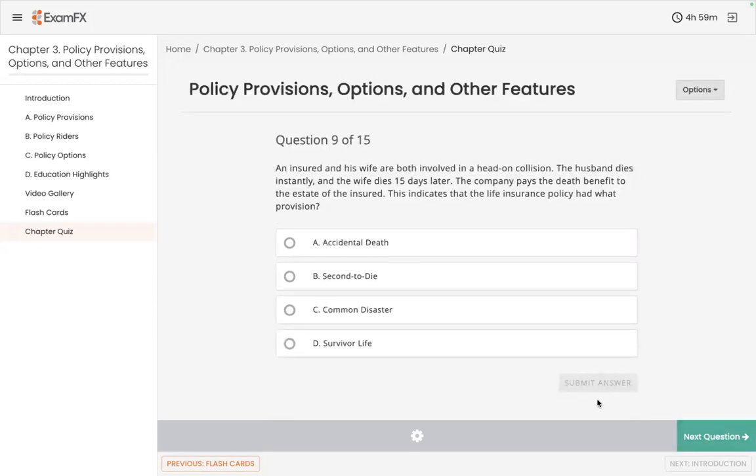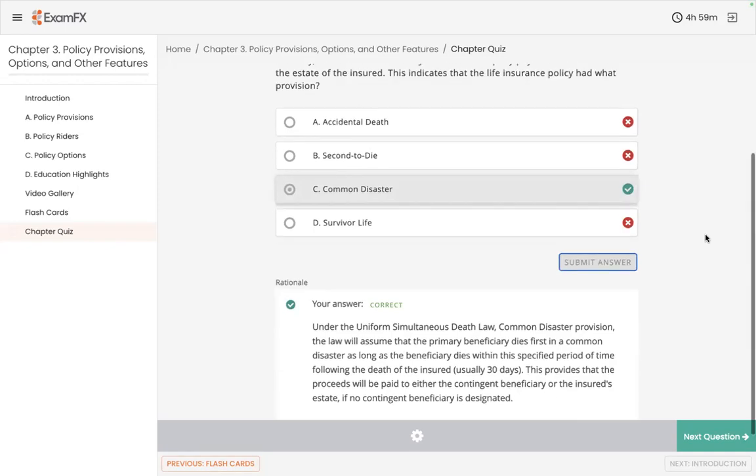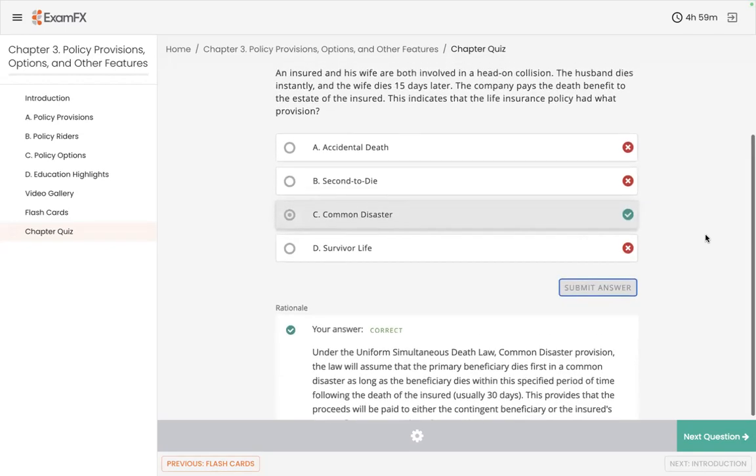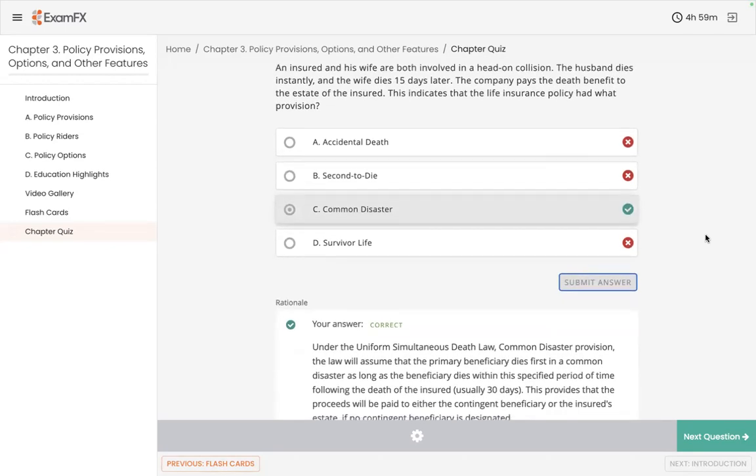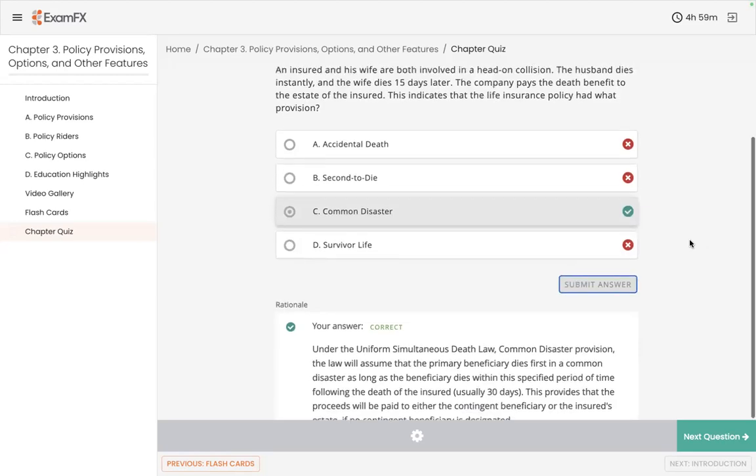The insured and his wife are both involved in a head-on collision. The husband dies instantly and the wife dies 15 days later. The company pays a death benefit to the estate of the insured. This indicates that the life insurance policy had what provision? Accidental death, second death, common disaster. Common disaster clause.